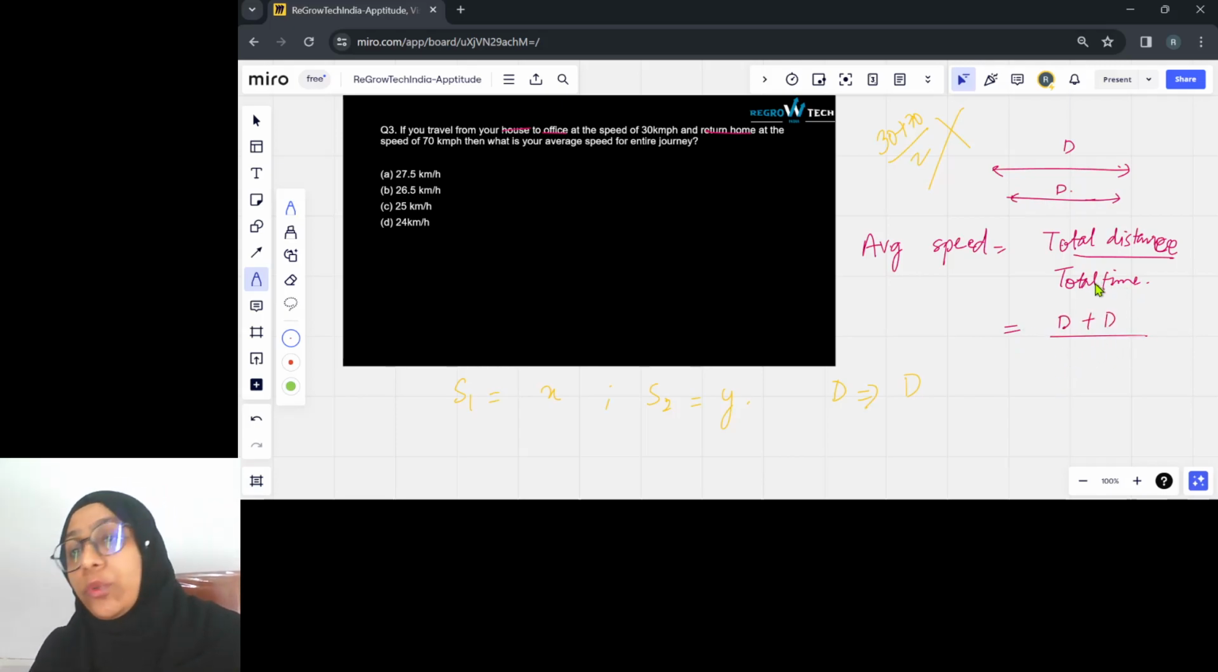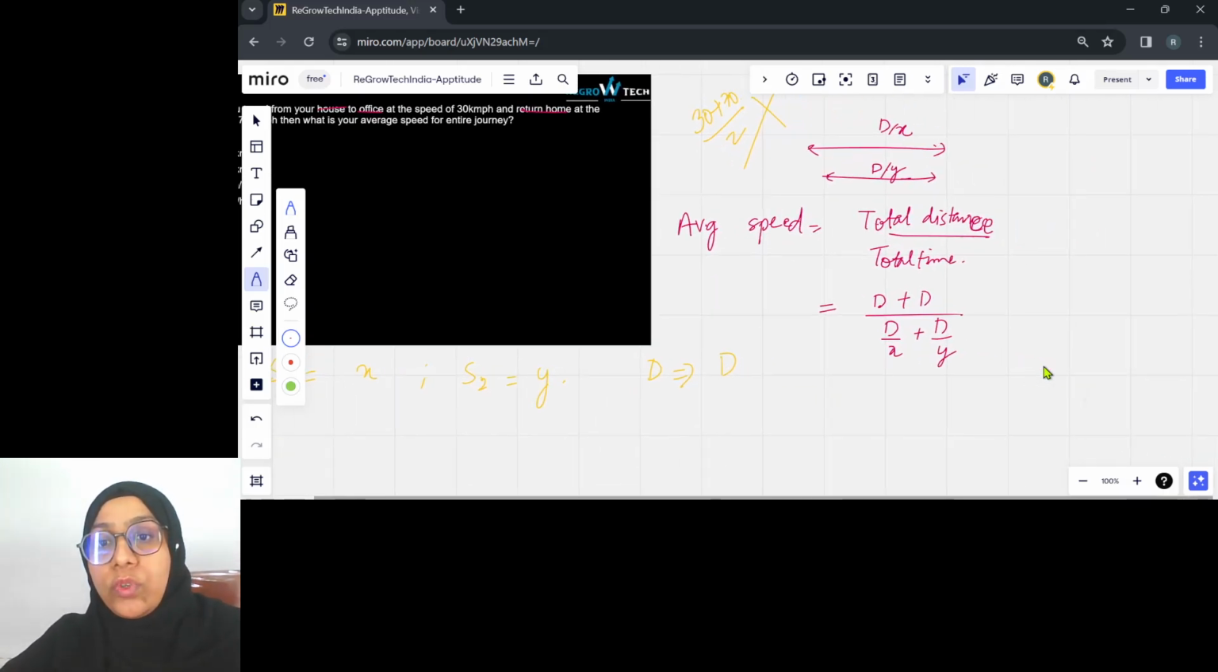For time, we don't know the time. So the distance while going was d, the speed was, in this case, x, and while coming back was y. Time is calculated by distance divided by speed. So d upon x plus d upon y.